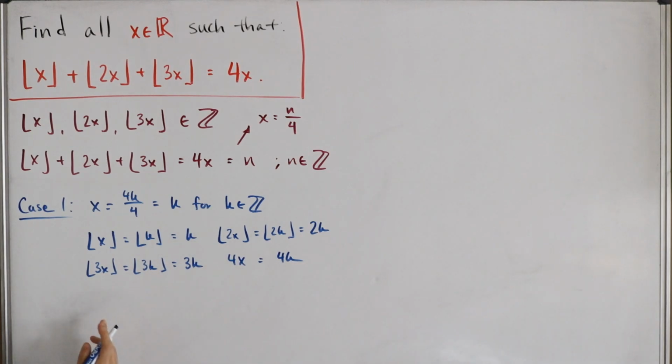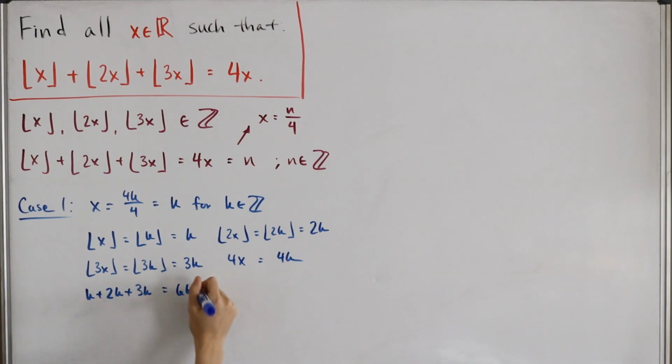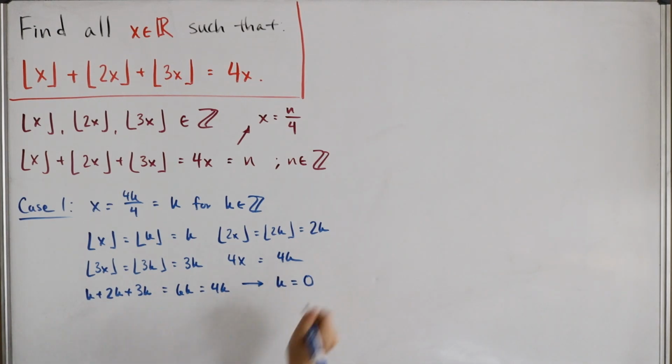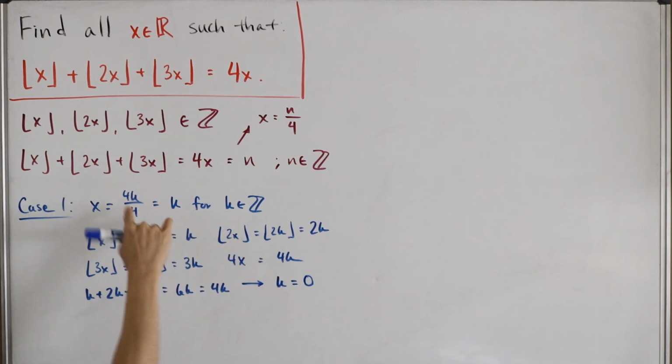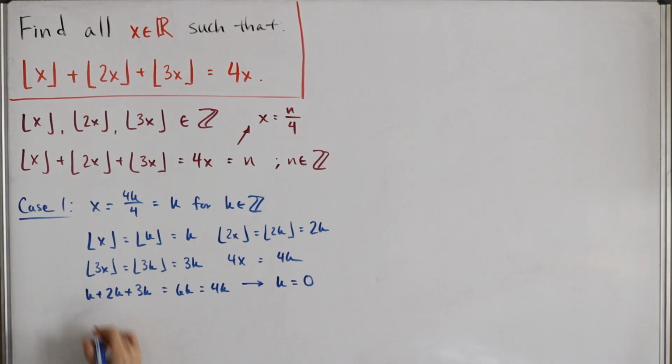Okay, so now I can substitute back into our equation. Then I have k plus 2k plus 3k. Add those all together, this is equal to 6k, equal to the right-hand side 4k. If I solve for k by itself, I subtract the 4k, so I have 2k equals 0, then divide by 2 on both sides, so k is going to equal 0. If I plug k equals 0 back in, we have that x is equal to 0, which is an integer. So x equals 0, and therefore this is our first solution. Let me box this with a different color.